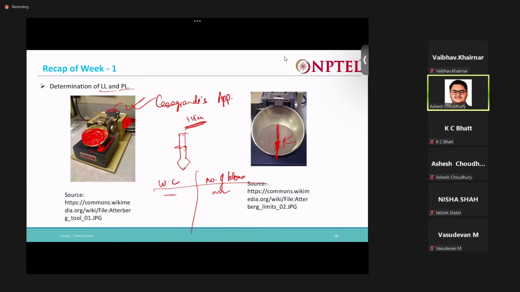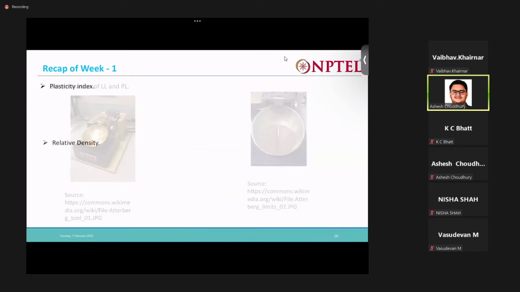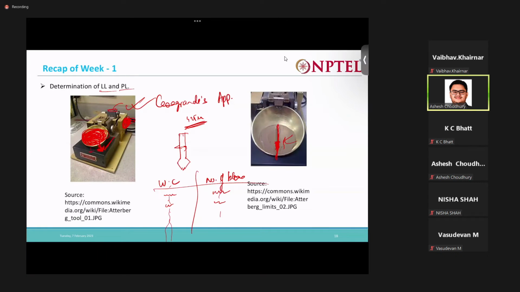Again, you make a paste with higher water content, and again you note the number of blows. So like this, you will get a series of water contents and numbers of blows. Then we plot a graph. Here we have the number of blows in log scale, and on the ordinate we have the water content.